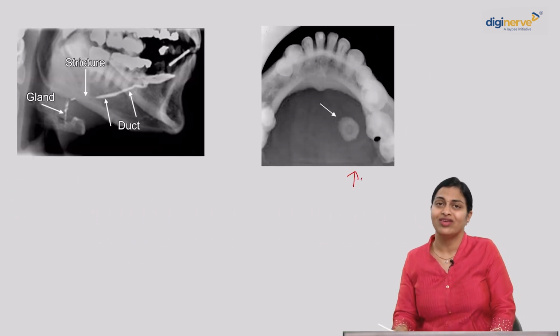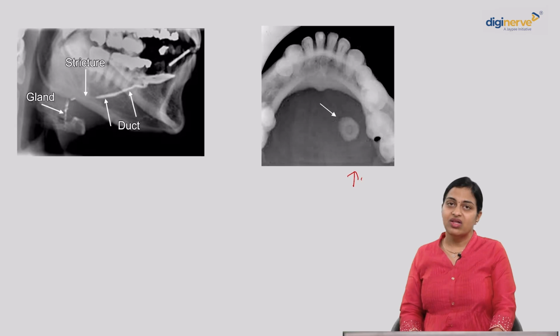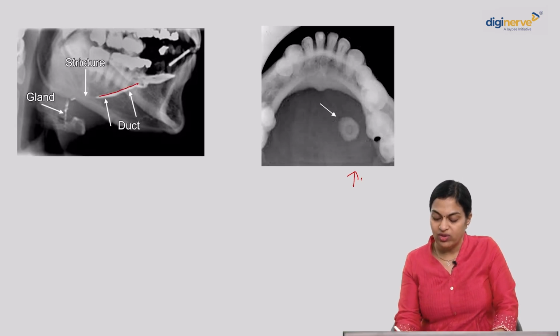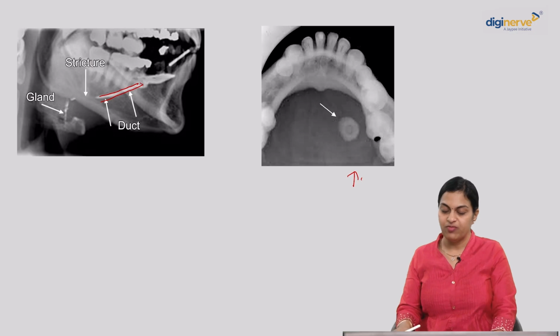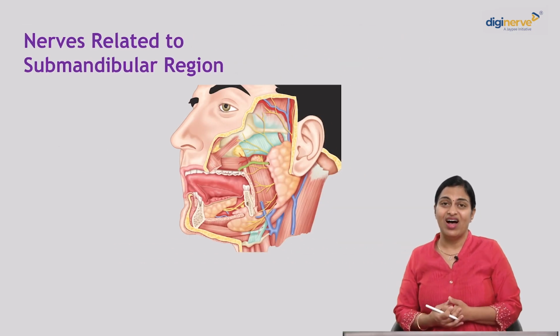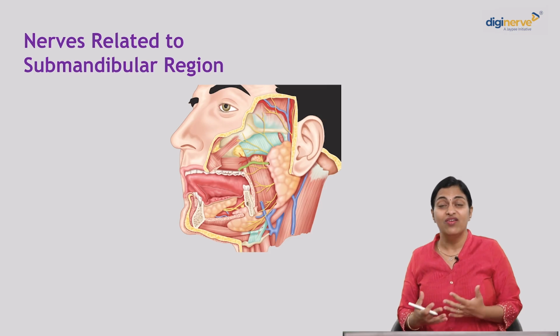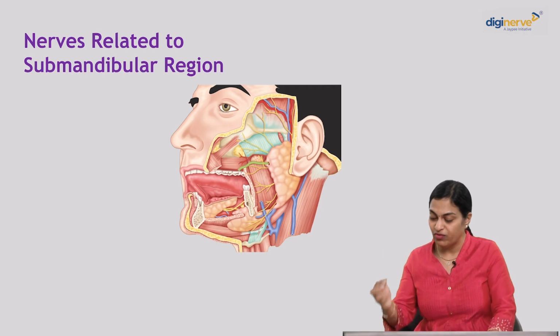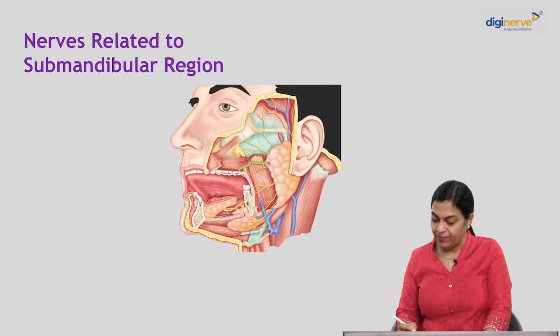This picture was given in a recent NEET PG question. That's the sialolith in the submandibular salivary gland. Again, this is a sialogram, a contrast procedure. And recently they asked one question related to the nerves which are closely related to the submandibular gland, which can get injured during any procedure of the submandibular salivary gland.